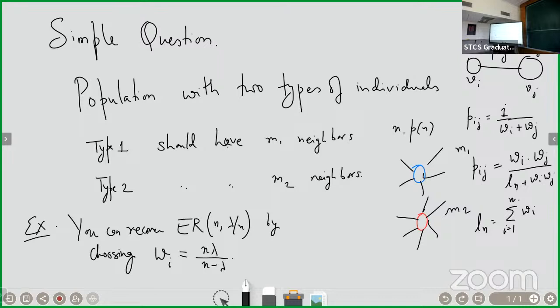We choose two types of weights: weight M1 for all type 1 individuals, and M2 for all type 2 individuals. As simple as that. What happens? Does it satisfy my requirement?